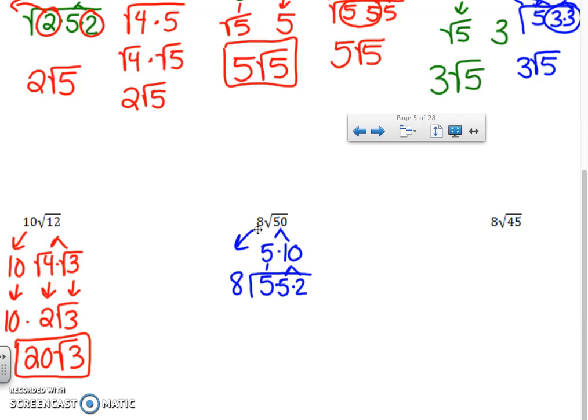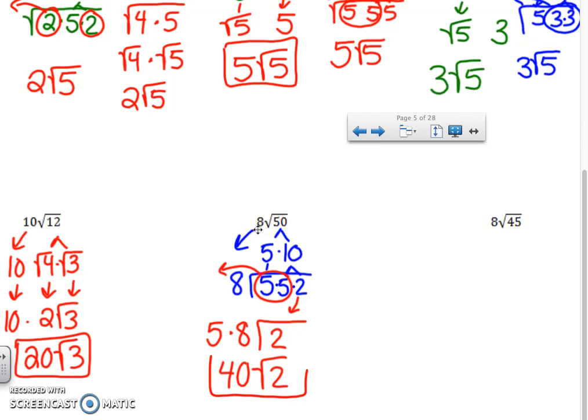All right, so now see if you've got any two numbers in common. So I've got 2 5s. So I'm going to take them on the outside and write 5 once, which means I'm going to multiply 5 times 8. And I'm left with that root 2 in the middle, so I'm going to bring that 2 down. So your final answer would be 40 square root of 2.